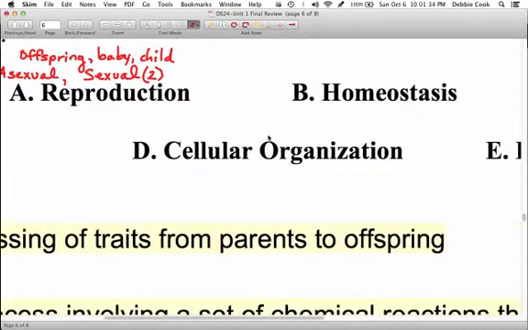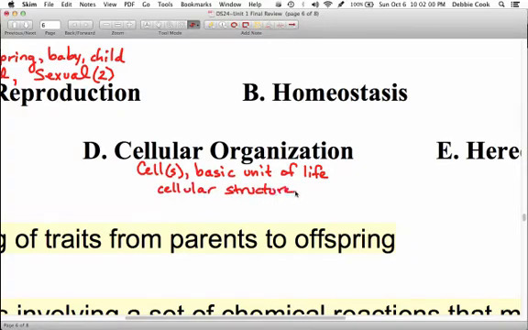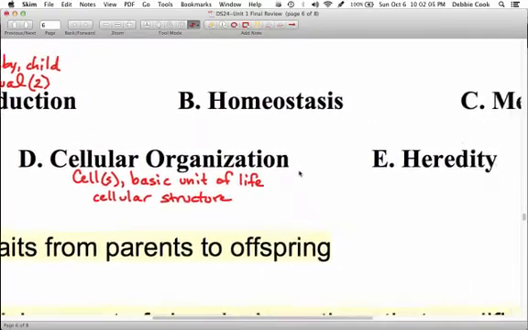Let's pop down and look at cellular organization. We'll leave our last 2 heavy hitters, homeostasis and metabolism, for last. For cellular organization, the key terms here are going to be cell or the word cells. Also, if you see anything that refers to the basic unit of life, we're talking about cellular organization. Or if you see anything referring to cellular structure. So all of those things have to do with cellular organization. Those are the key terms we're looking for.